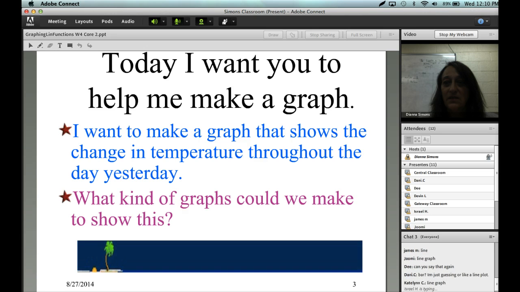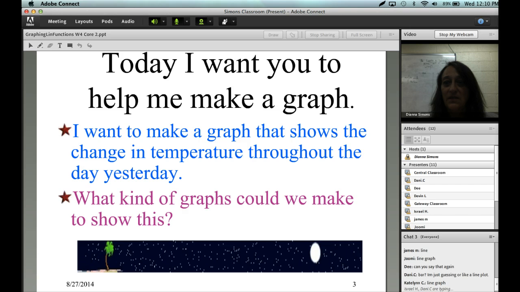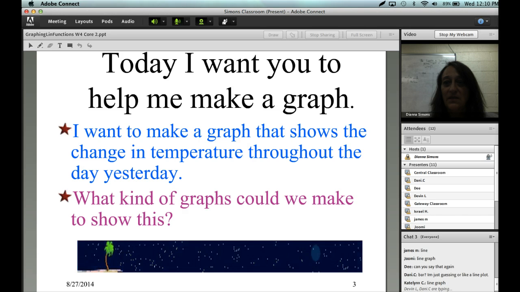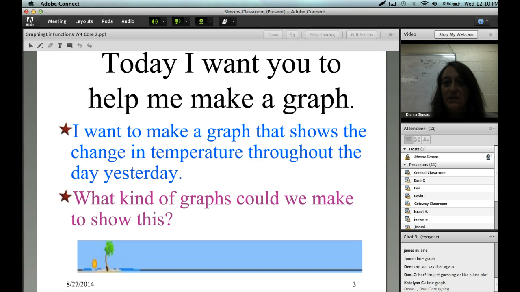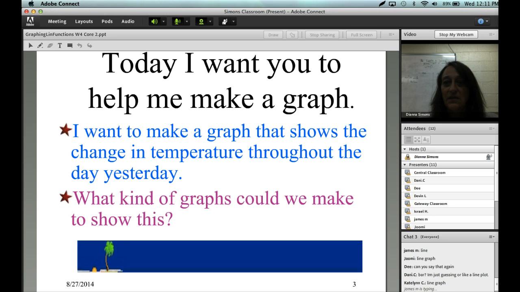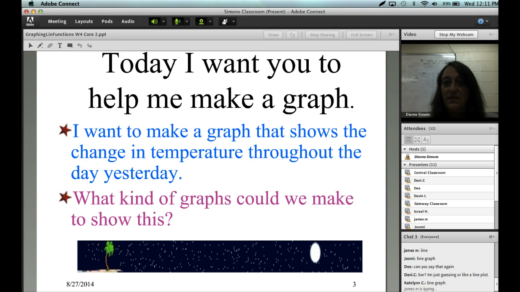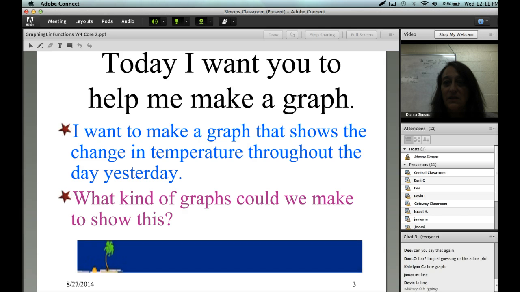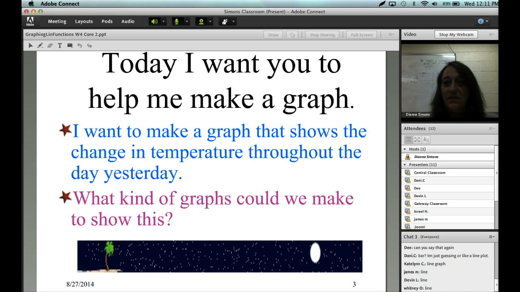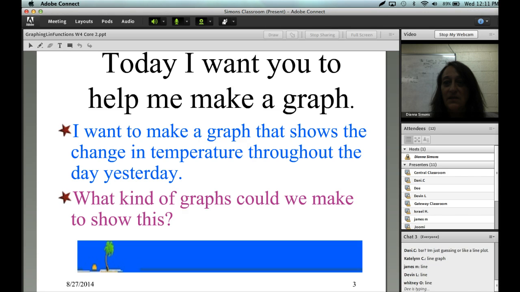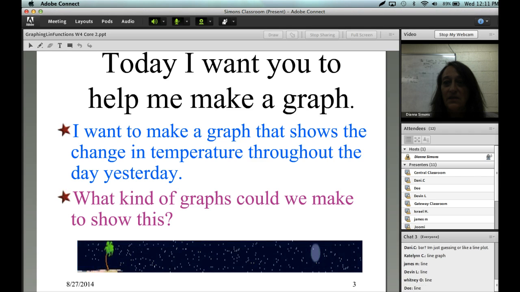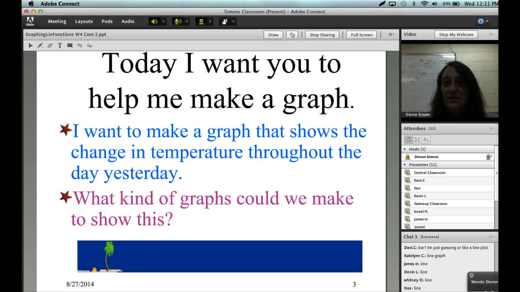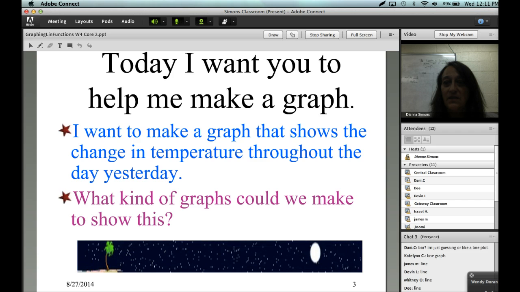What type of graph? If you guys can read the screen there, it says I want to make a graph of the temperature throughout the day. So at like midnight, what was the temperature? Then at 1 o'clock and at 2 o'clock for every hour. What type of graph? All right, yeah, it's going to be a line graph. That's pretty straightforward because at different times it's different temperatures.